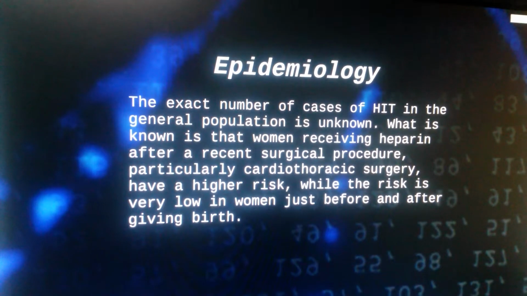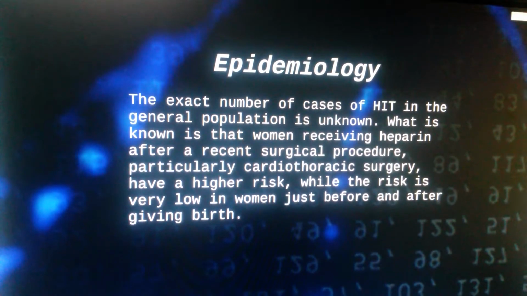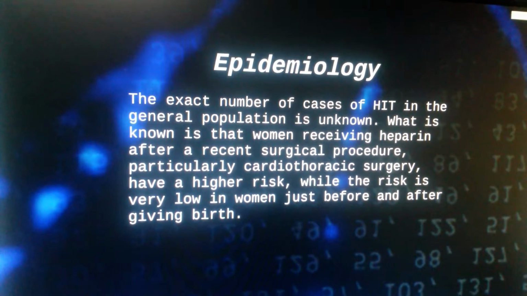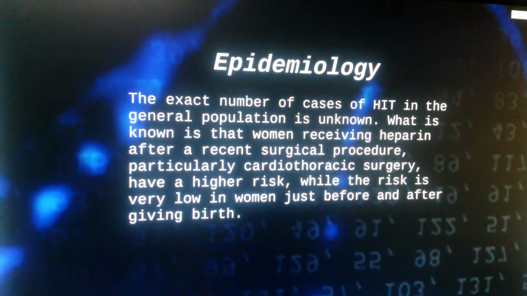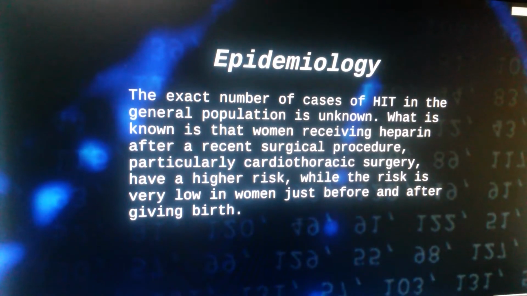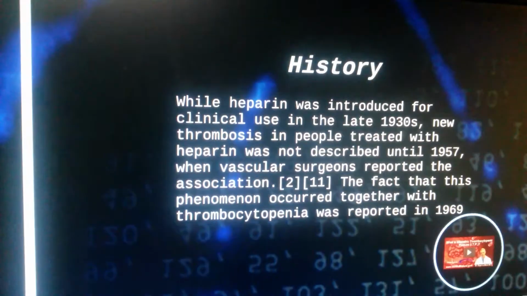Epidemiology. The exact number of cases of HIT in the general population is unknown. What is known is that women receiving heparin after a recent surgical procedure, particularly cardiothoracic surgery, have a heightened risk, while the risk is very low in women just before and after giving birth.